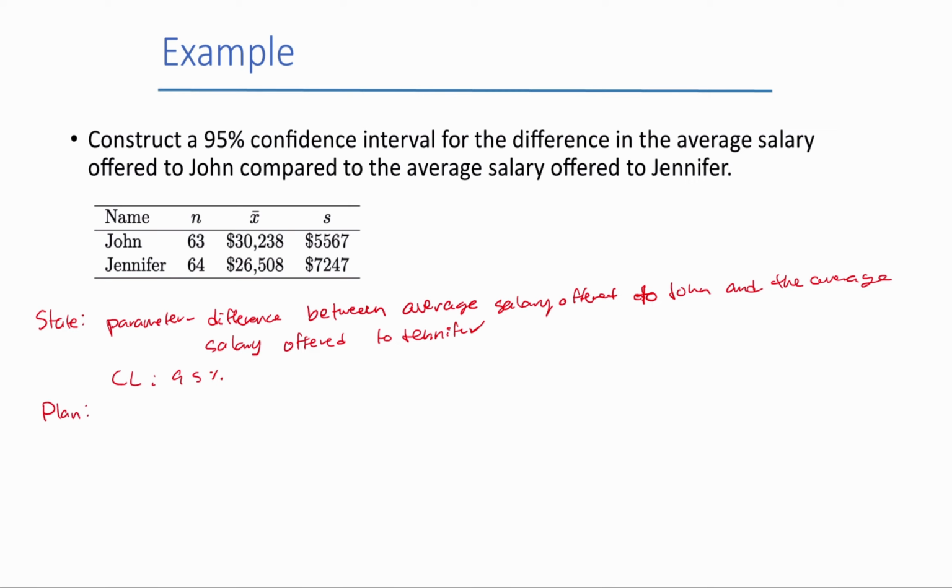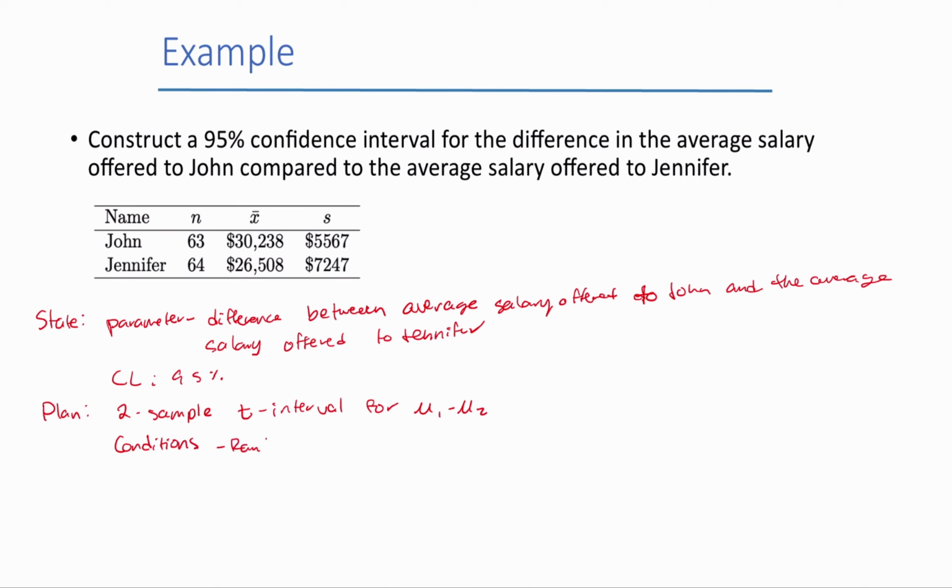This is a two-sample t-interval for mu1 minus mu2, or mu John minus mu Jennifer. So, a 2-sample t-interval for a difference of means. And we check our conditions.